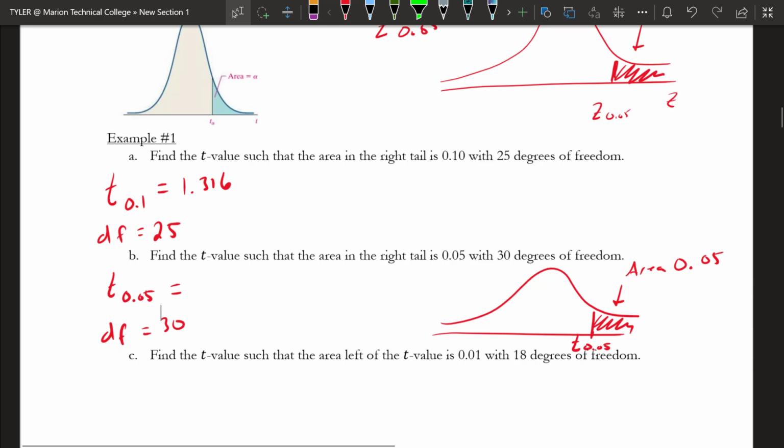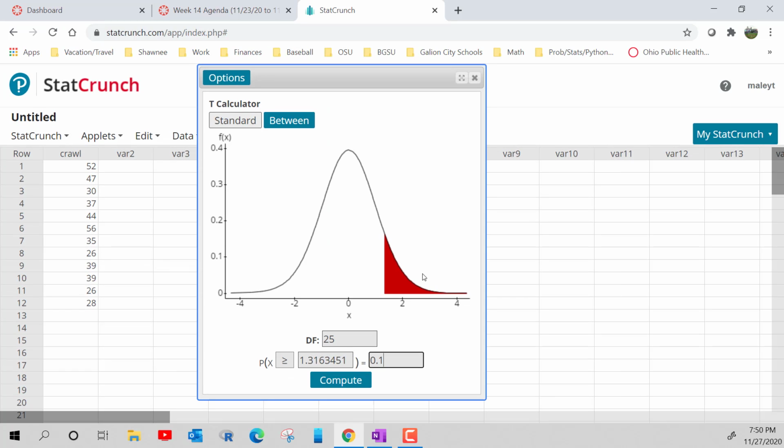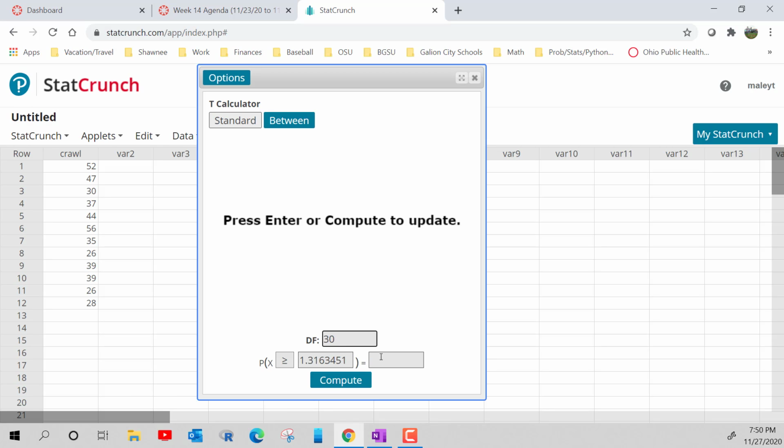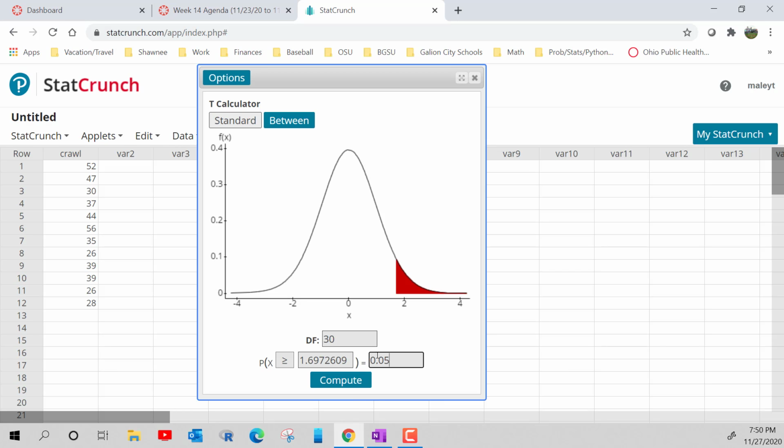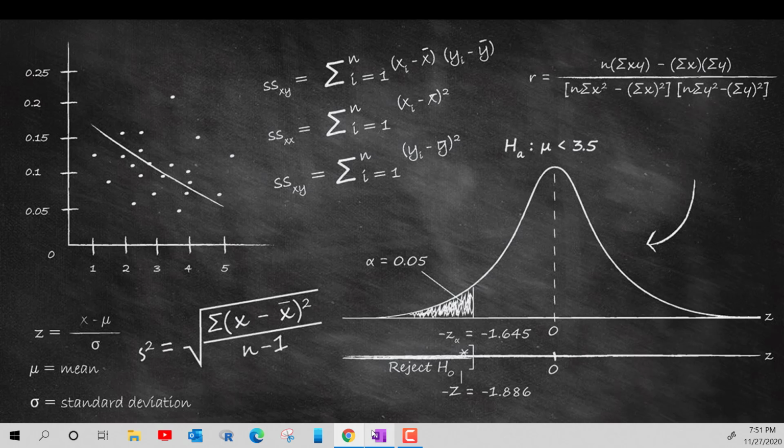So if we go back to my calculator, my degrees of freedom this time is 30, and I want this area to be 0.05, and so I get 1.697, right, if we round to 3 decimal places.